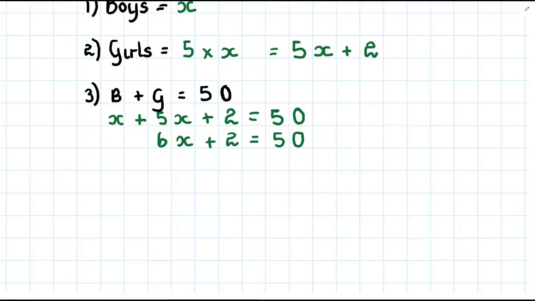Now we need to get the x on its own on the one side of the equation. On the left hand side, as it's positive, we want to get x on its own. So the first thing we're going to do is to get rid of this 2. It's plus 2, so we're going to take 2 away from the left hand side and we're going to take 2 away from the right hand side. Plus 2, take 2, cancels it out, it equals 0.